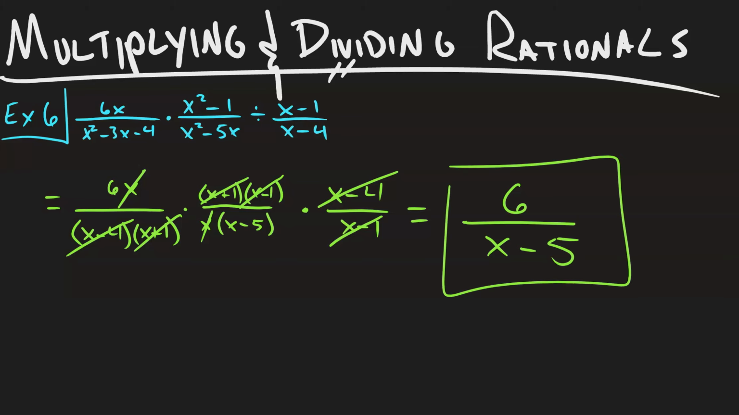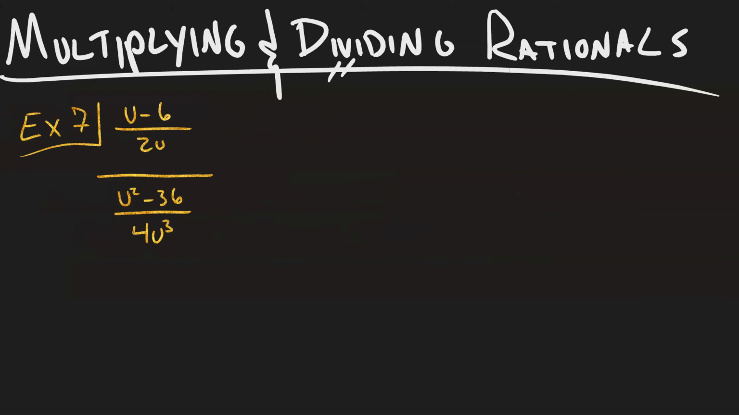For our final example, we'll be looking at what we like to call a complex fraction. We call it a complex fraction because it's basically a fraction made up of other fractions. However, when it's a simple one like this, simple being a relative term, we can think of it as just really another division problem. So I want you guys to see this u minus 6 over 2u over u squared minus 36 over 4u cubed really is just a division of two fractions.